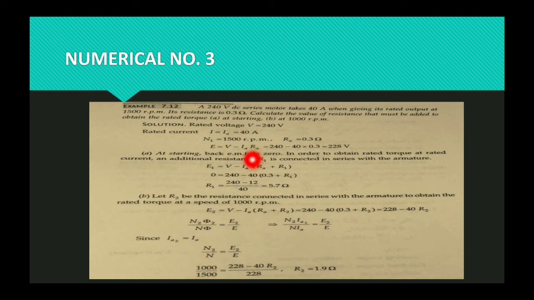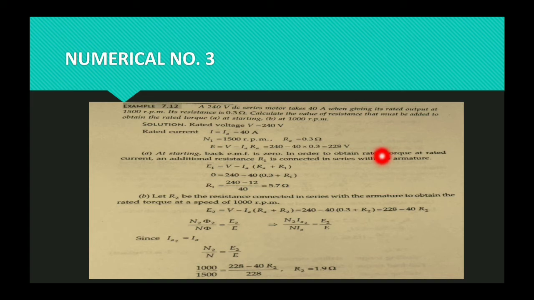So from here we can find the value of back EMF, E equals V minus IA RA. V is 240 volt, IA is 40 ampere, RA is 0.3. So 240 minus 40 into 0.3 equals 228 volt. That is the value of back EMF.